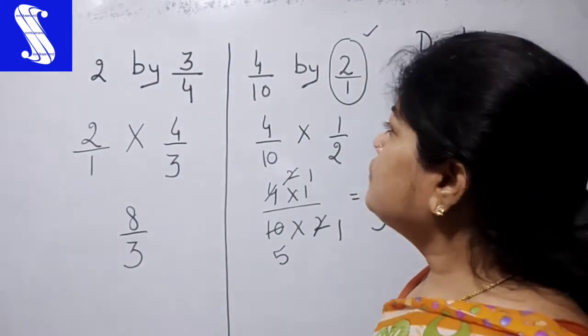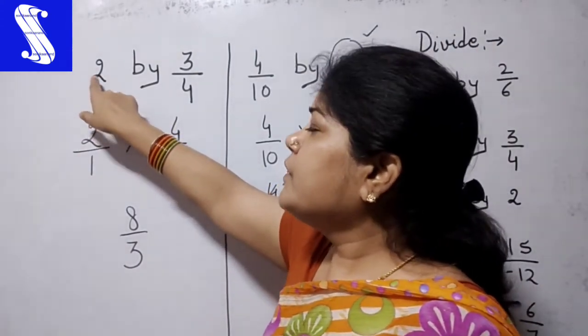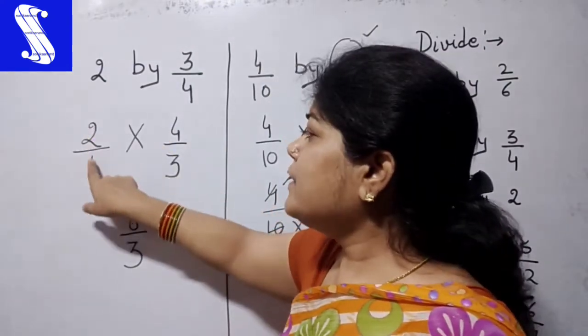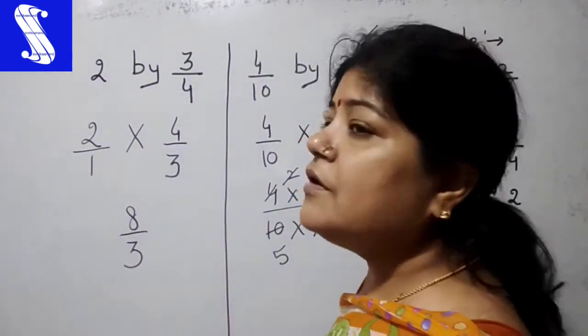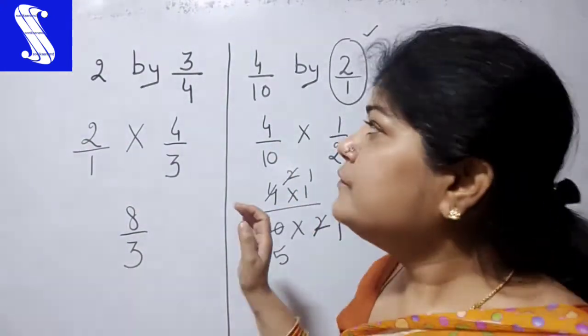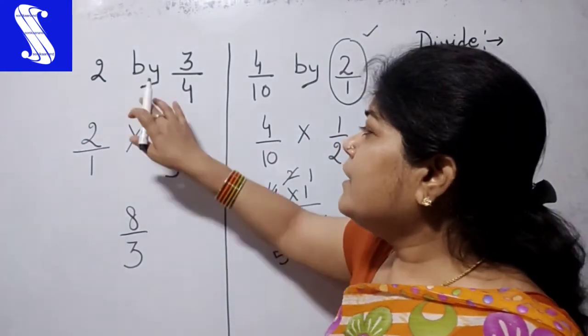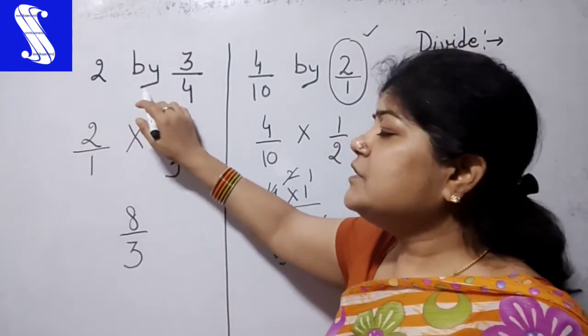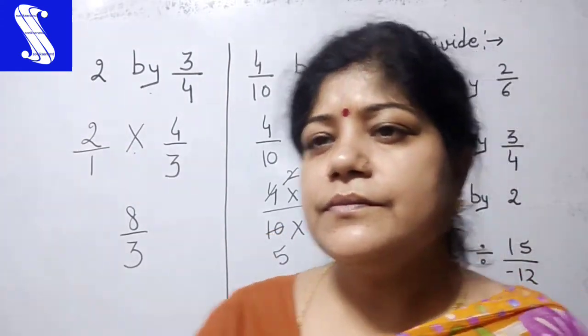Clear? So if nothing is given below the number, you make it as 1. Always reverse the number which comes later, after the sign of division, and before reversing it, change the sign of division to multiplication.